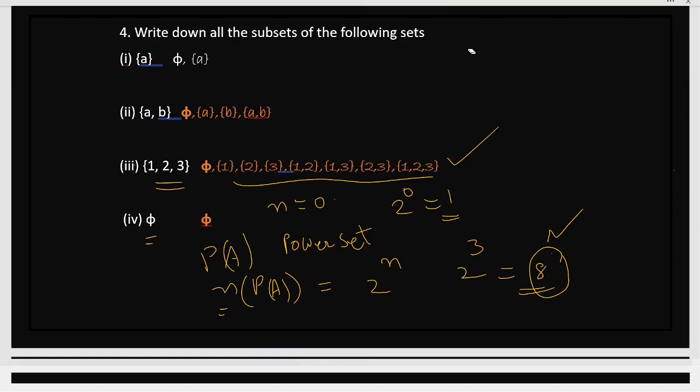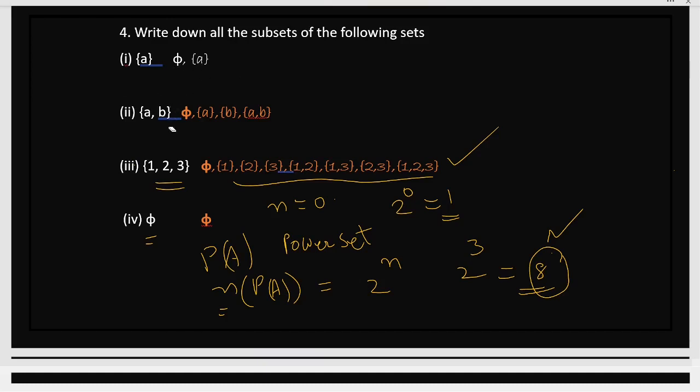Write down all the subsets of the following sets. See, first one is {A}. This is a set with one element A. So what are the possible sets for this? First is the null set. Definitely the null set is a subset. The null set is a subset of every set. Second one is the set itself, {A}. So these are the possible subsets for every set. You remember that: the null set and the set itself.